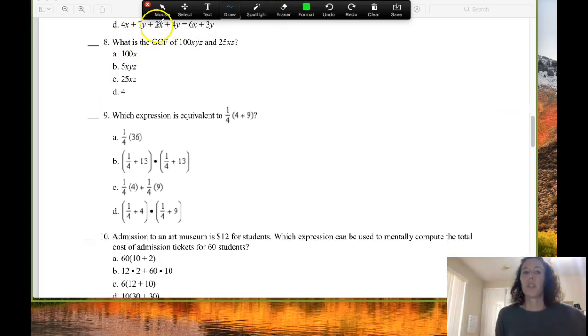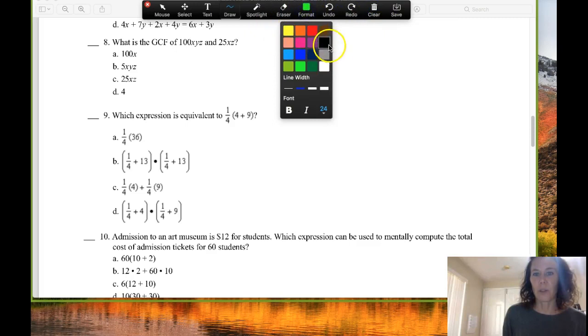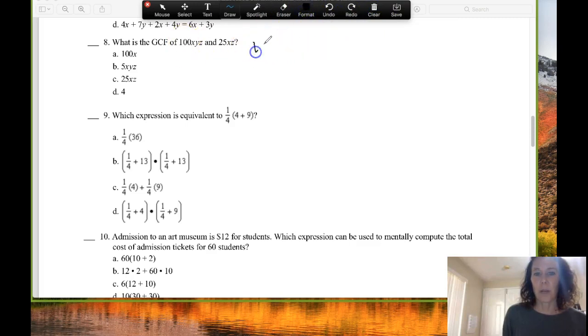Okay, what's the GCF, the greatest common factor of 100XYZ and 25XZ? Now, greatest common factor, the whole point of it is because you're going to pull out or undistribute the biggest term that these have in common. All right, now, I'm going to show you the way the textbook does it, and then as you get good at this, you're not going to have to do it in such detail. So I'll just show you this way, and then I'll show you how I would do it.